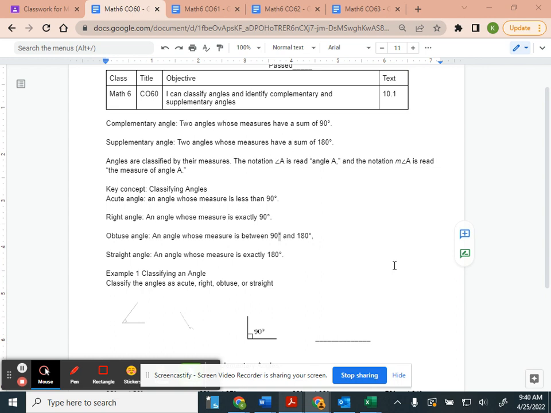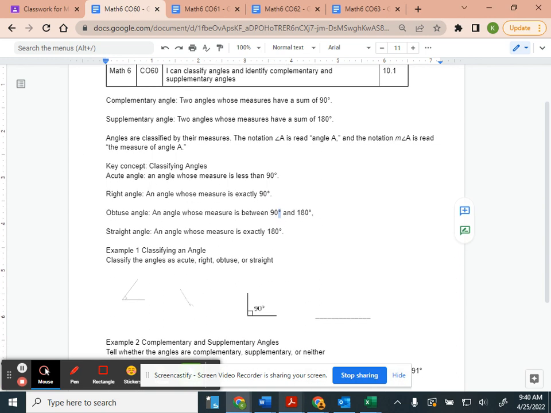Supplementary angles are two angles whose measures have a sum of 180 degrees. So again, it's that sum. You add them up and they will equal 180. That's supplementary angles. So angles are classified by their measures. The notation with the little symbol is read angle A. So this means angle. And the notation M angle A is read as the measure of angle A. So when you see that M in front, it means measure.